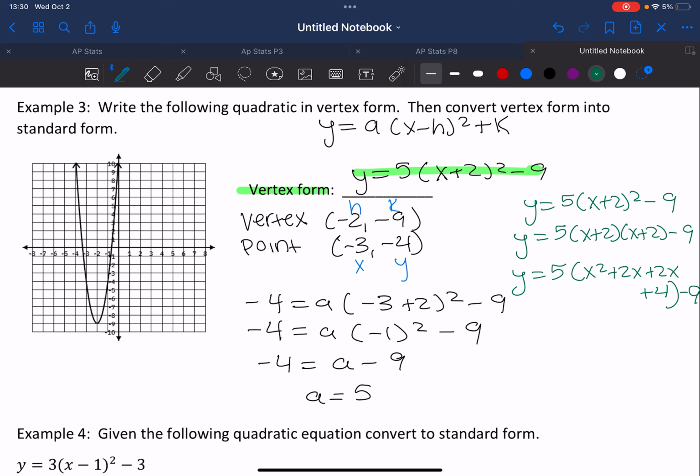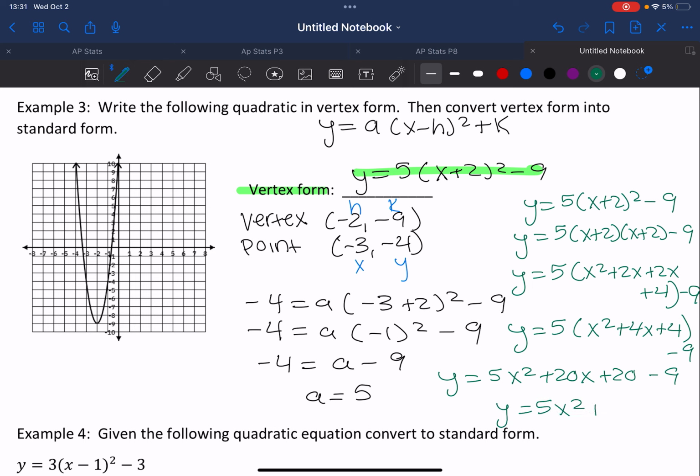I'm going to combine like terms. y is equal to 5(x squared plus 4x plus 4). Bring down the minus 9. Then I'm going to distribute. y is equal to 5x squared plus 20x plus 20. Bring down the minus 9. And then combine like terms one last time. y is equal to 5x squared plus 20x plus 11. That is my answer in standard form.